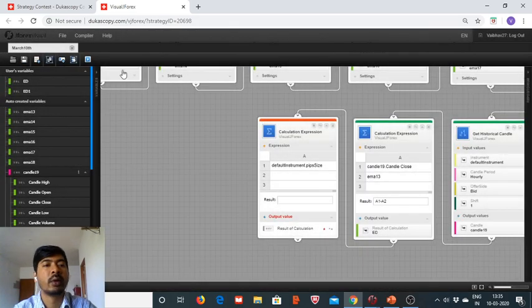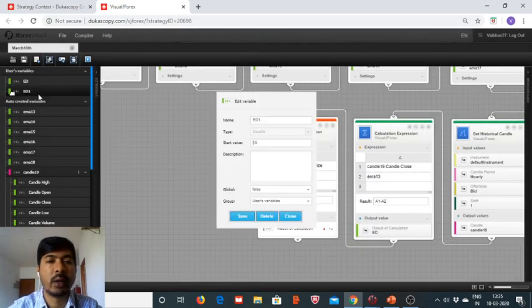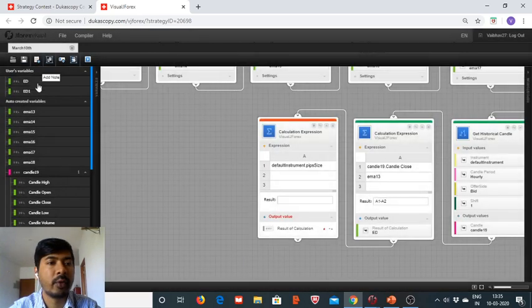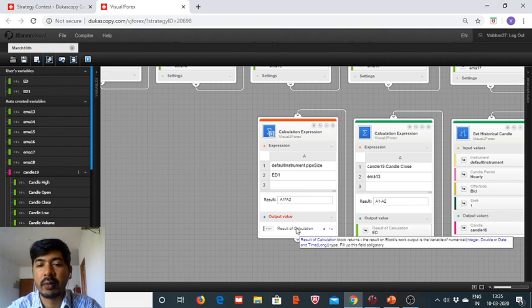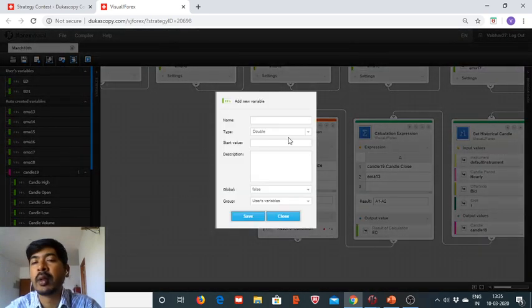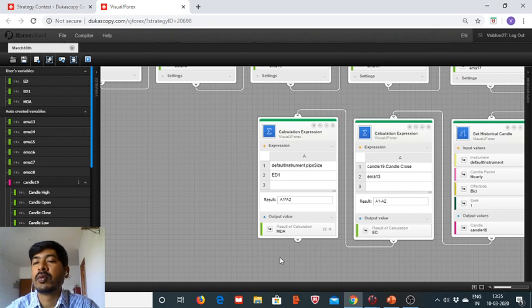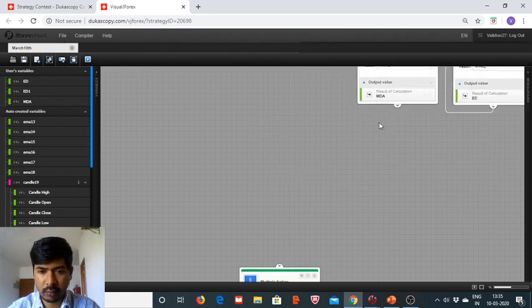Save. I hope it has been saved properly. Let's see. Yes, it has been. Now we bring in the ED1 and we multiply the default instrument pip size into ED1, A1 into A2, and the answer will be the maximum distance allowed, MDA, which is going to be 15 pips. So far so good. For the time being, let's connect this here.